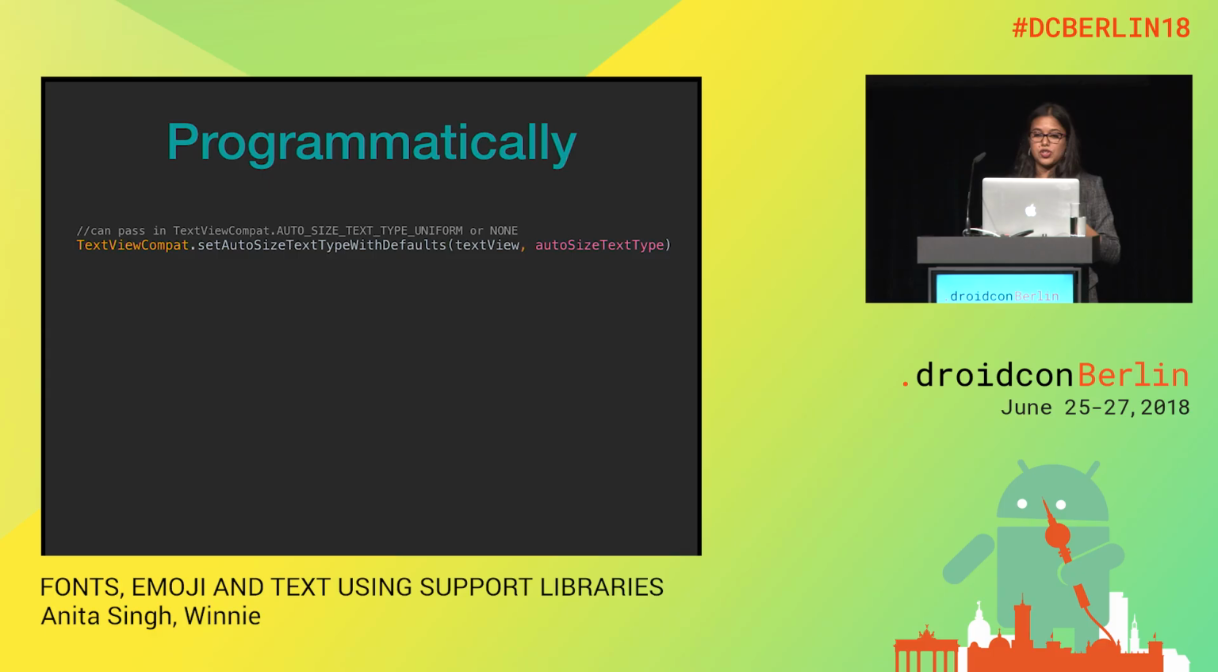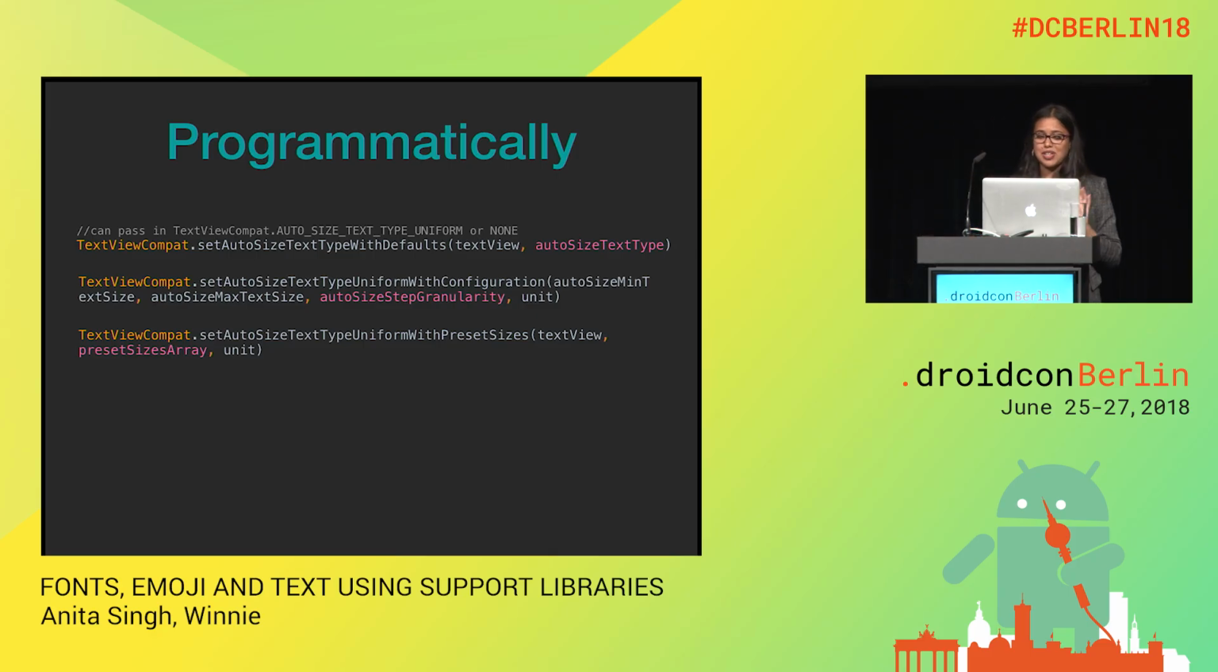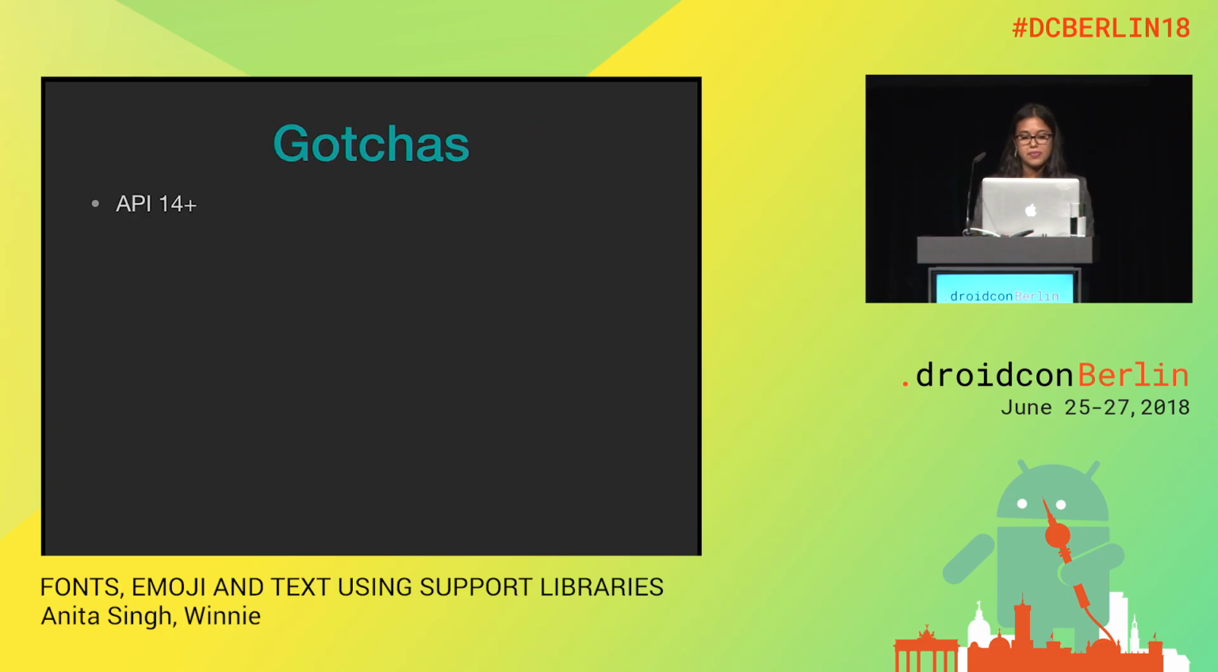And you can also do it programmatically using text view compat. You can pass in the auto-size text type, the auto-size step granularity, and also the preset sizes. These are ridiculously long method names, like what is this, Objective-C? But I mean, it does the job, and I guess that's what matters. And here are the defaults if you don't set the granularity, the min and the max. So it's 12, 112, and 1.